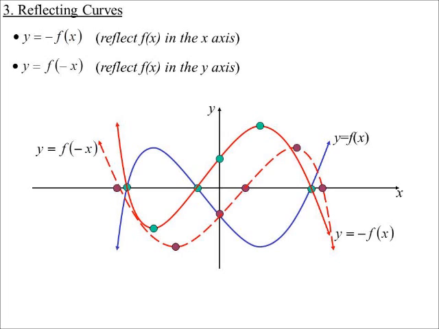Now you've got to be careful when you're looking for function negative x, because of course when you square negative x, you get positive x. So it's not immediately obvious that you're looking at function negative x. Things like that.